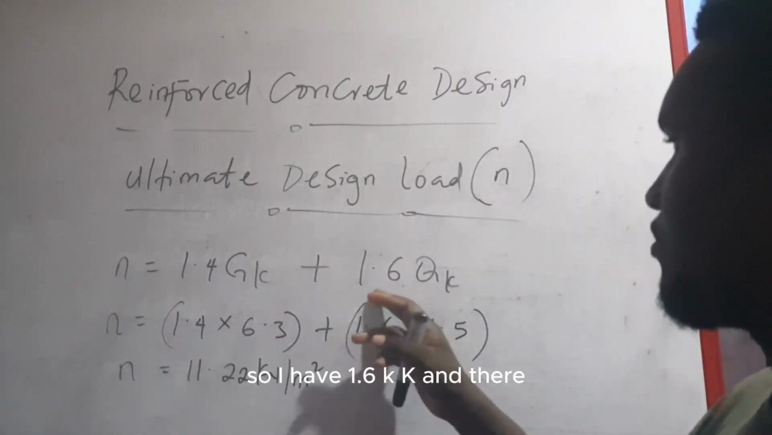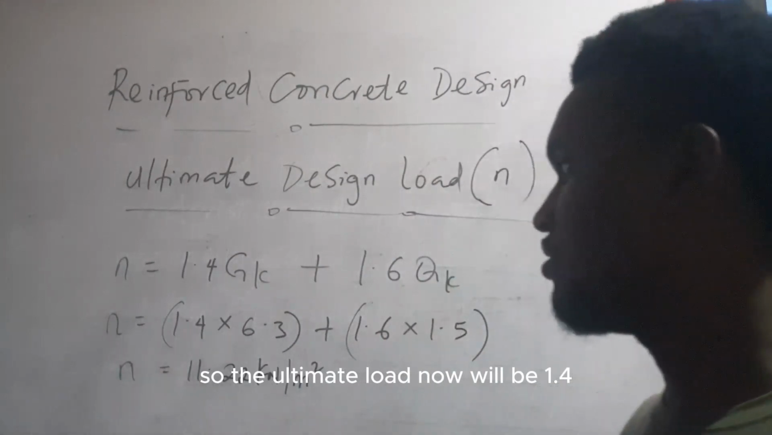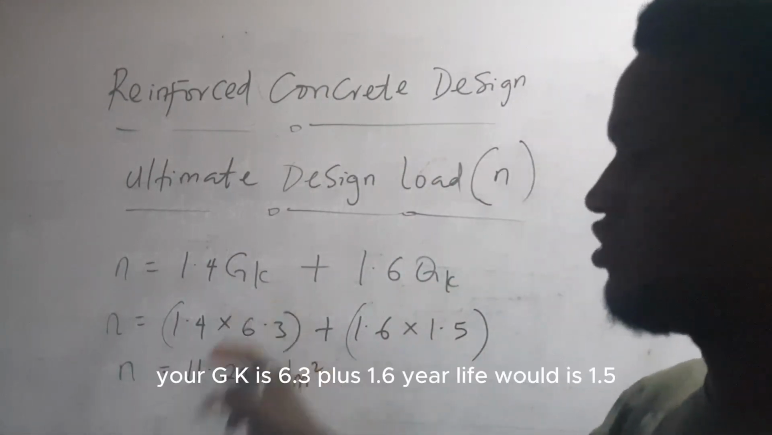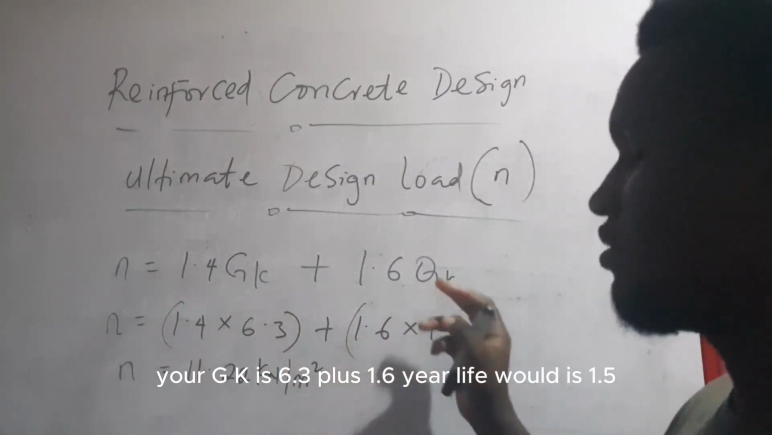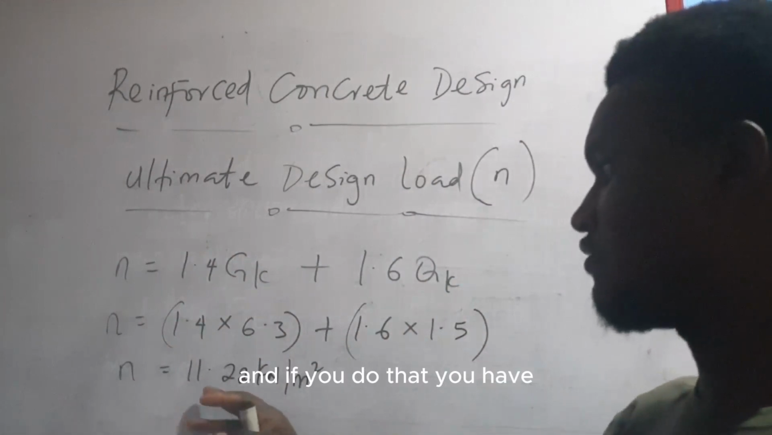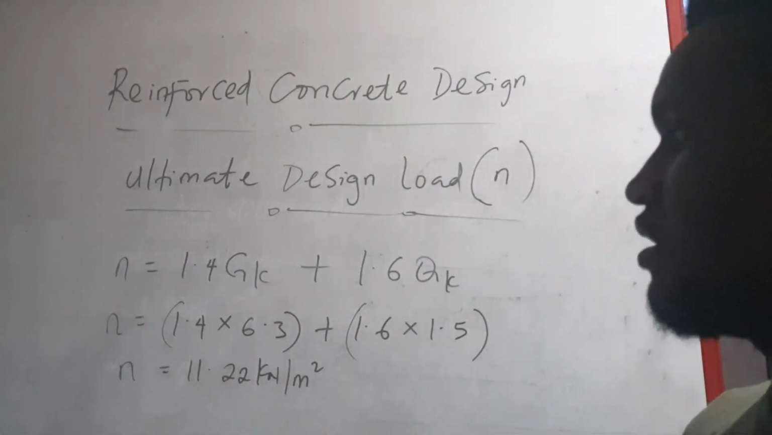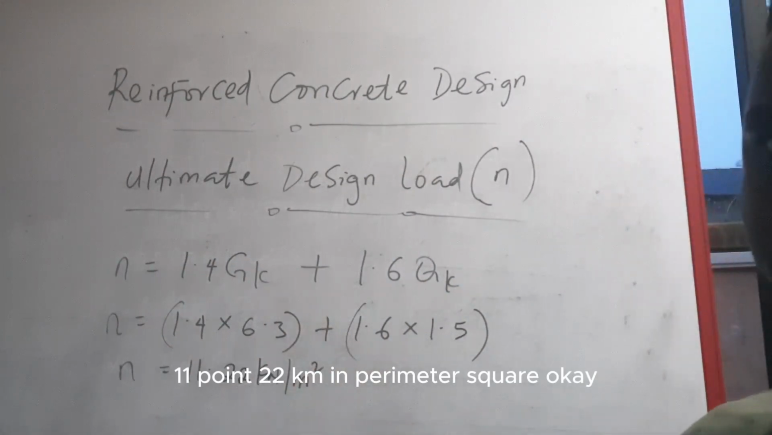Okay, so I have 1.6 QK, and so the ultimate load now will be 1.4 times your GK, which is 6.3, plus 1.6 times your live load, which is 1.5. If you do that, you have 11.22 kilonewton per meter square. Okay.